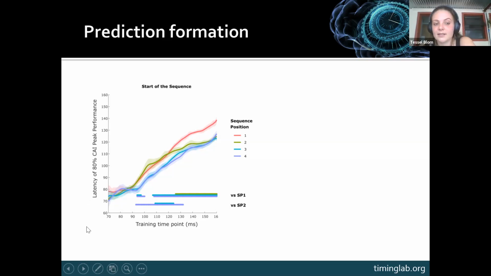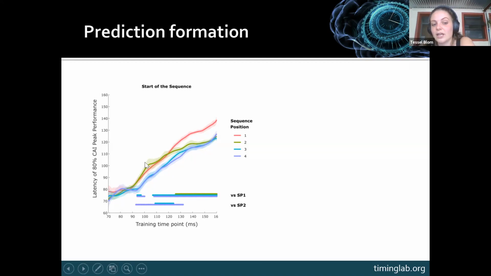And on the y-axis, you see the latency of the peak performance. So at what point does the classifier reach 80% of its peak? We picked 80 because it's just less noisy than the absolute peak, but we've done it across all thresholds, and there's no meaningful difference in the results. So what we see is that for the earliest training time point, so the earliest representations, there's no difference in latency regardless of the sequence position. So regardless if it's the first or the second or the third one in the sequence, predictability doesn't modulate the latency there.